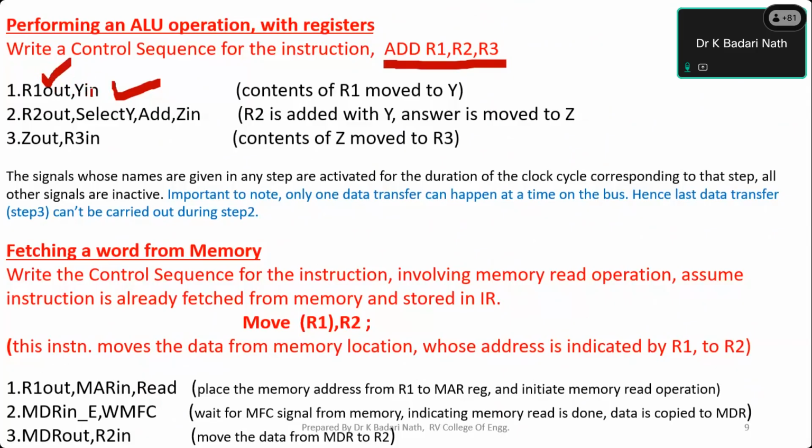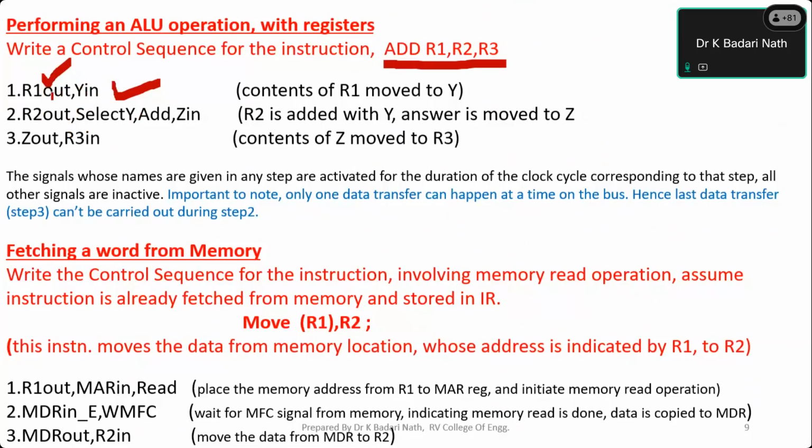When both are high, the source gets connected to the destination. Contents of R1 will come to the bus, and from the bus it goes to Y. So all these things happen in one step. That's what we call one clock cycle. During this time, I cannot do any other operations, the second and third, because the bus is used for only one operation at a time.